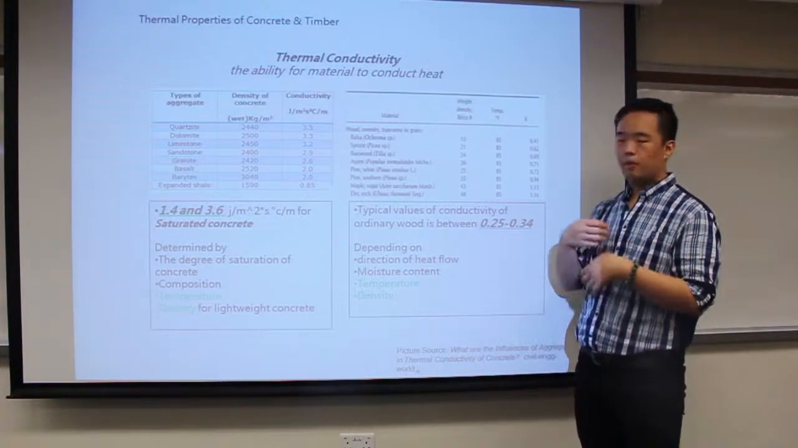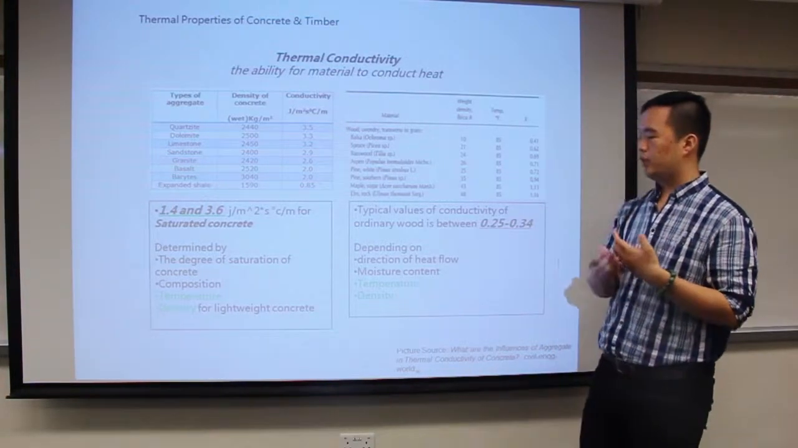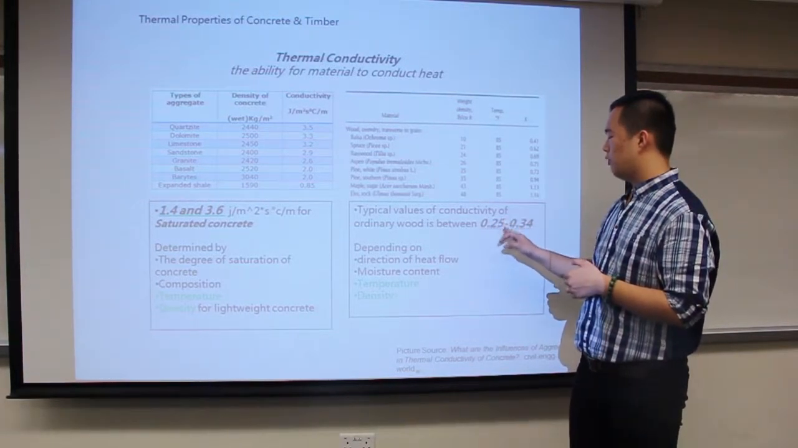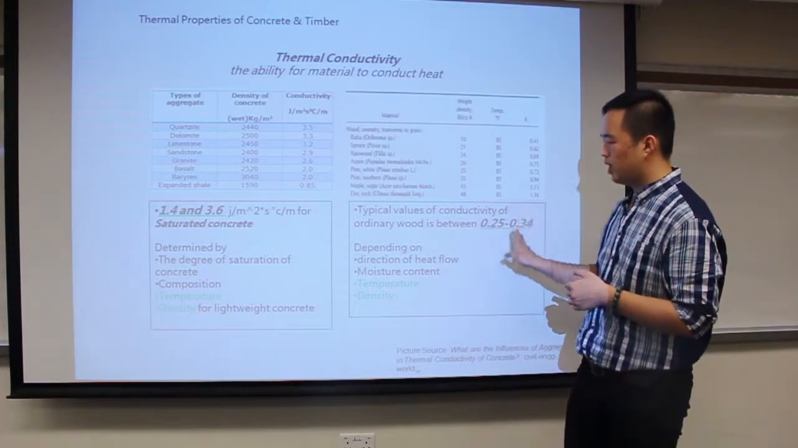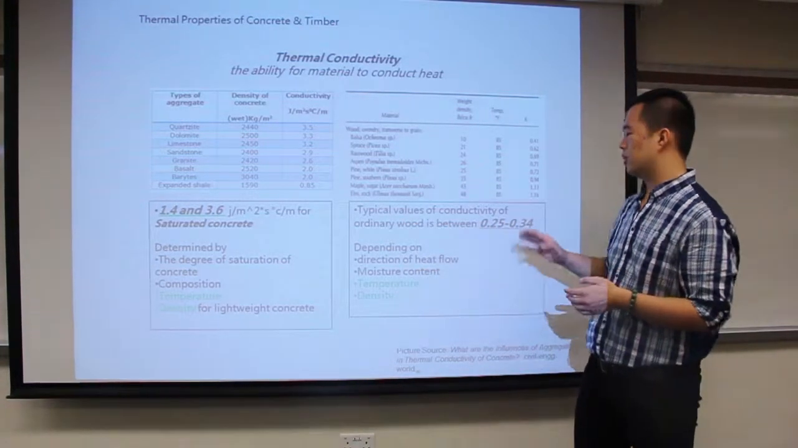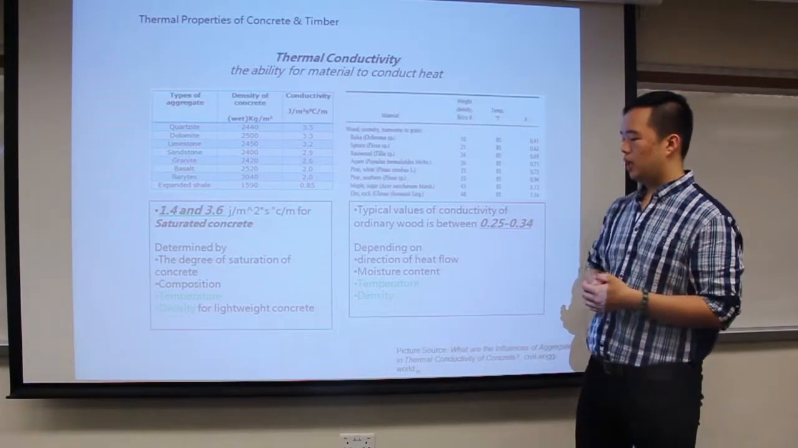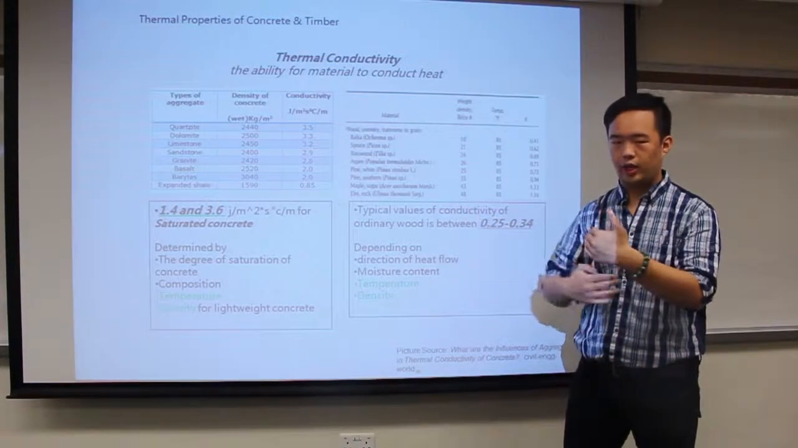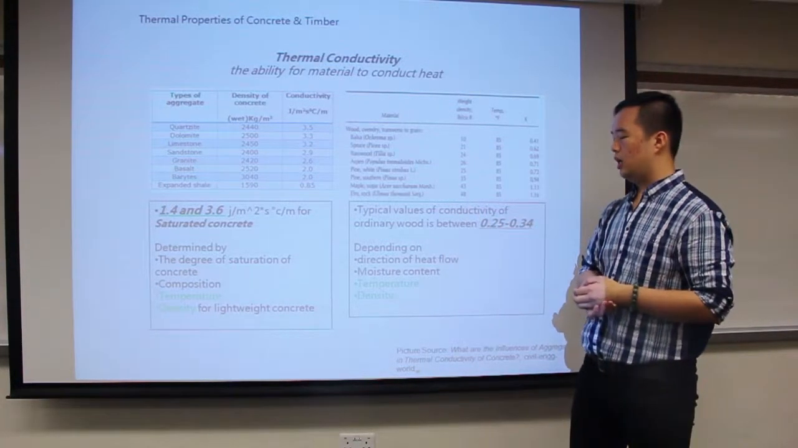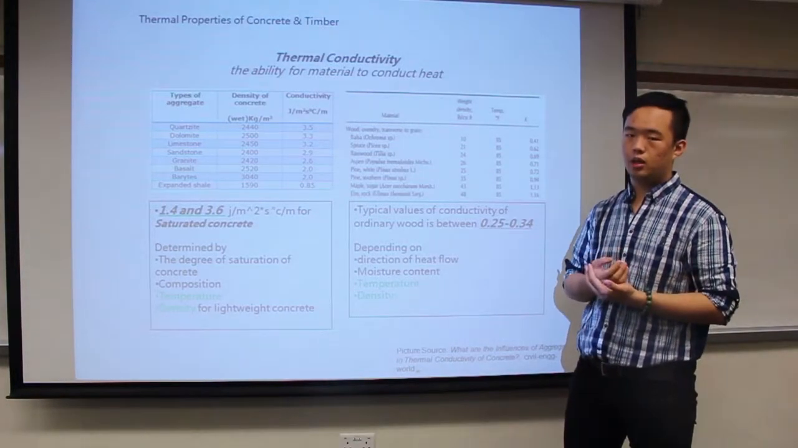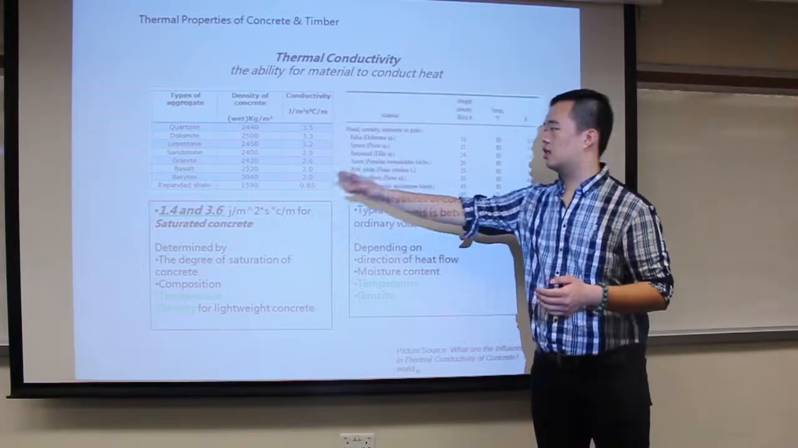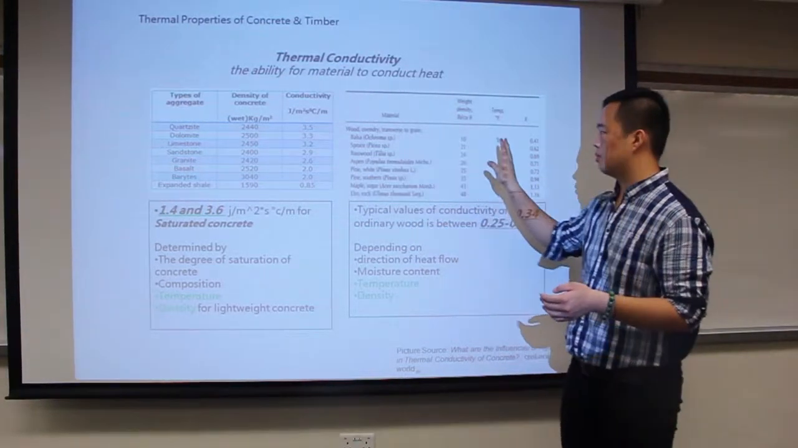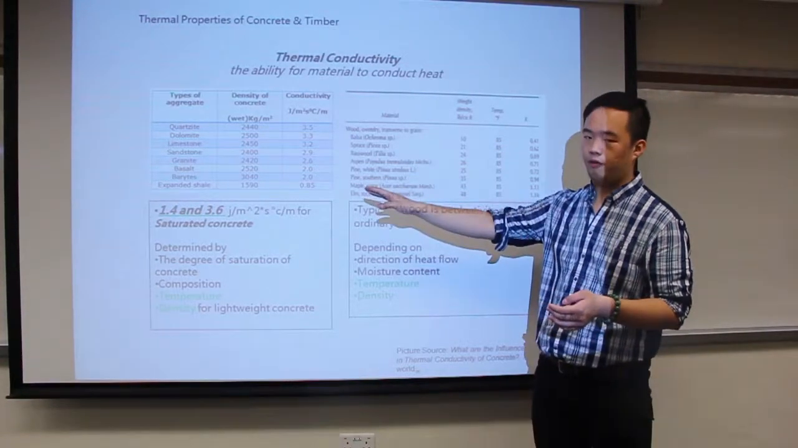And next is the typical value for the conductivity of ordinary wood, which is between 0.25 to 0.34, which is much lower than the concrete and much lower than some ordinary materials. It depends on the direction of heat flow, which means that a different direction from the heat flow will cause a different coefficient, and also the moisture content, the temperature, and density. And in these two tables, we show some sample concrete and also some sample timber for both of the coefficients.